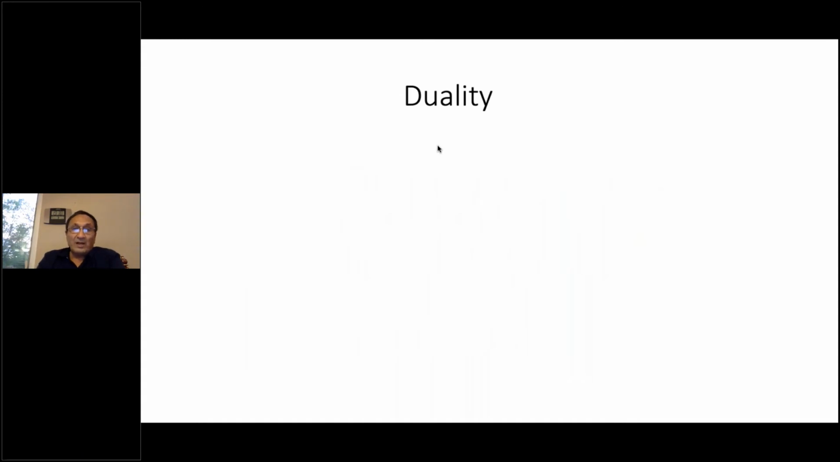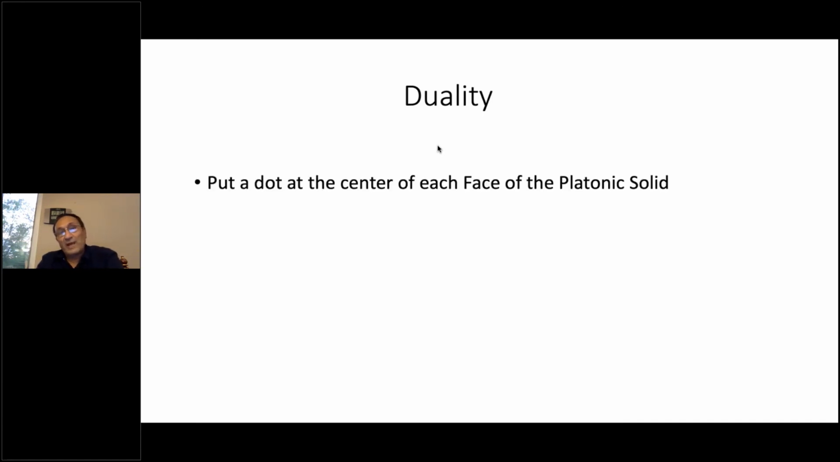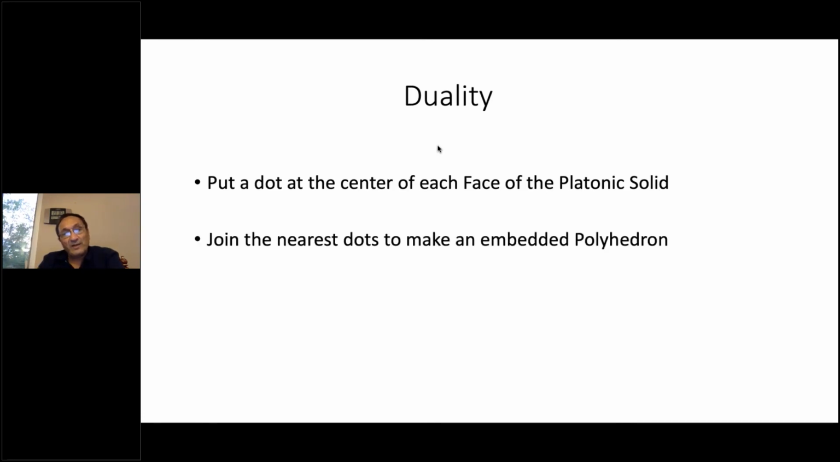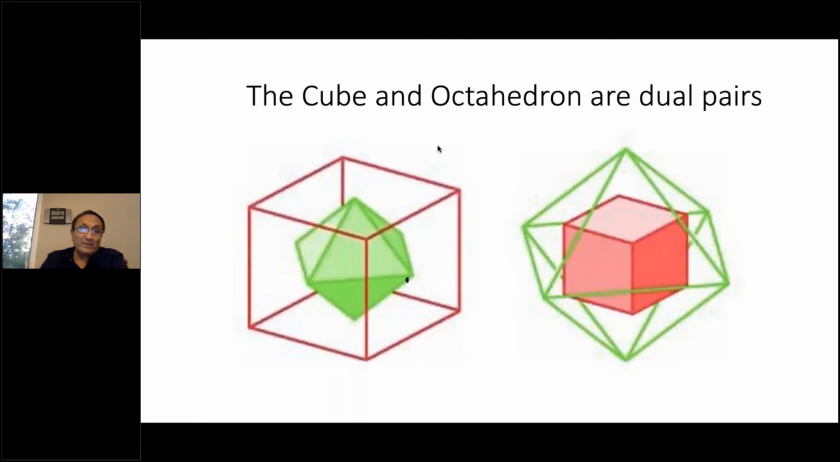Okay, so these Platonic solids have another property which I will quickly talk about before I stop. It's something called duality. So imagine, put a dot at the center of each face of each Platonic solid and join the nearest dots to make an embedded polyhedron. So for example, here's the cube, and I have it embedded inside the cube, an octahedron, as you can see, by taking each face of the cube and putting a dot on the face. So you have 6 dots, and then you connect the dots by triangles.